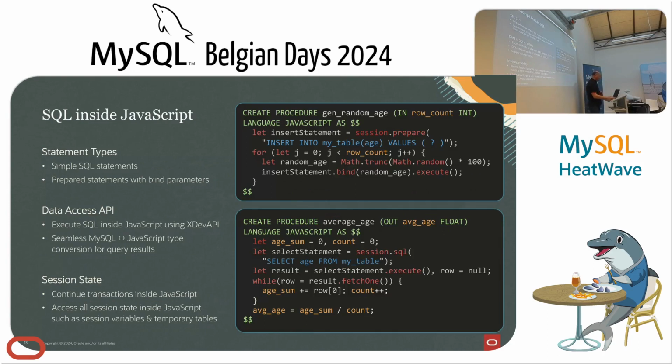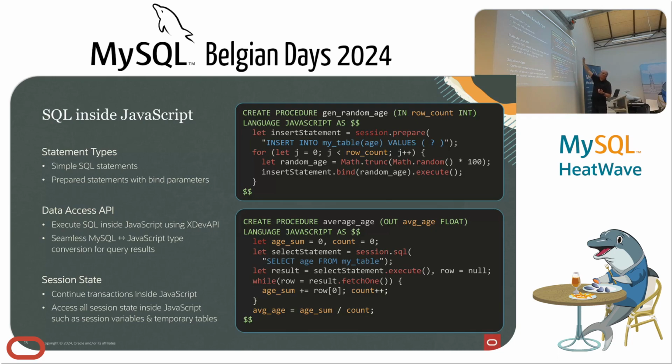So that was JavaScript inside SQL, and then SQL inside JavaScript. So if you have, as I said, a procedure, you can actually use SQL. And here are some examples. At the top here you have a function that fills in a table with random numbers in a column called age. And we are using math functions for random and truncation and so on.